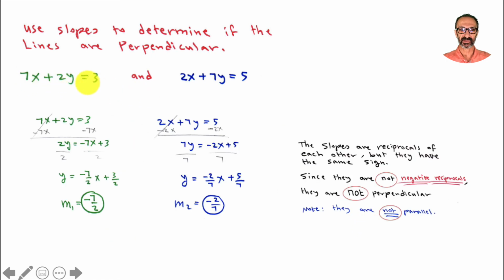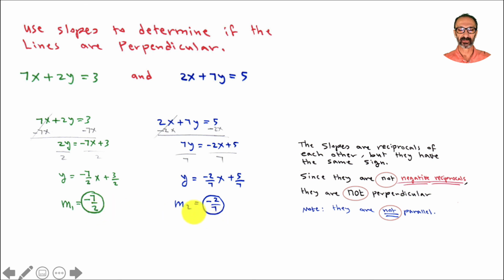Let's take another example. 7x plus 2y equals 3 and 2x plus 7y equals 5. Now they're both in standard form. I want to change each one to y equals mx plus b slope-intercept form to compare the slopes. Subtract 7x from both sides, divide by 2, simplify, I get negative 7 over 2. Subtract 2x from both sides, then divide by 7, simplify, I get negative 2/7.